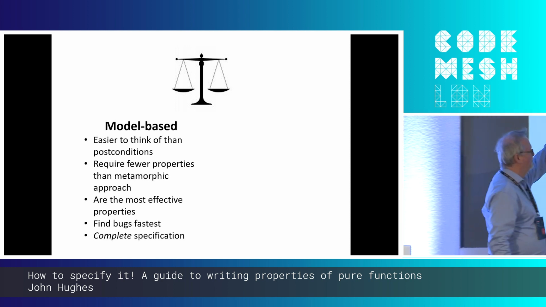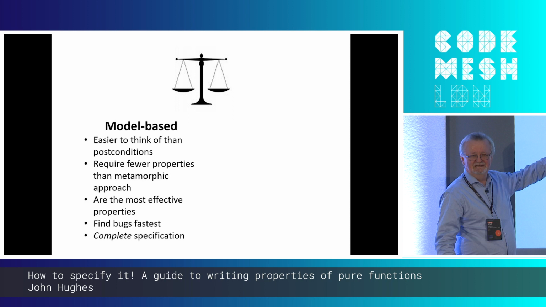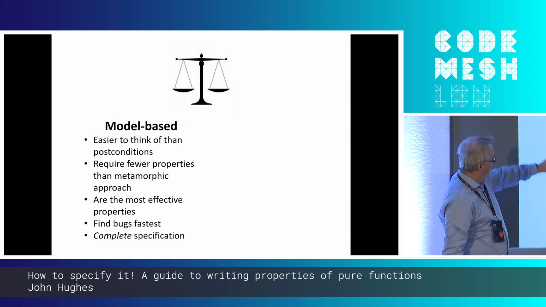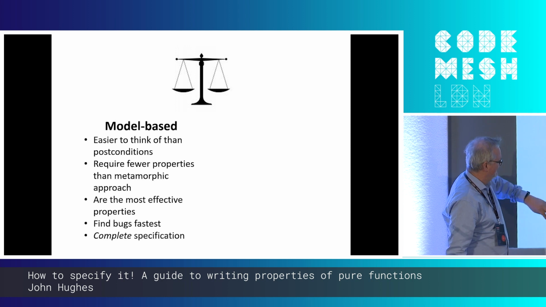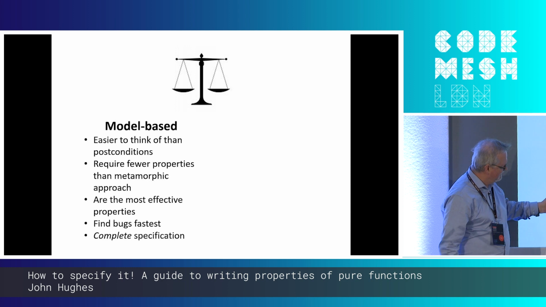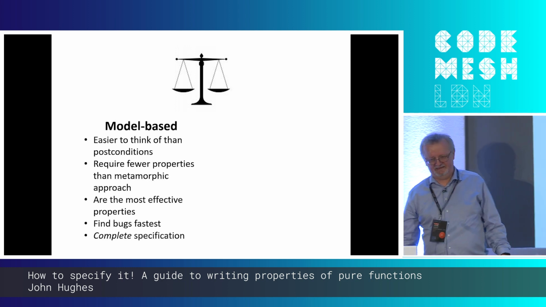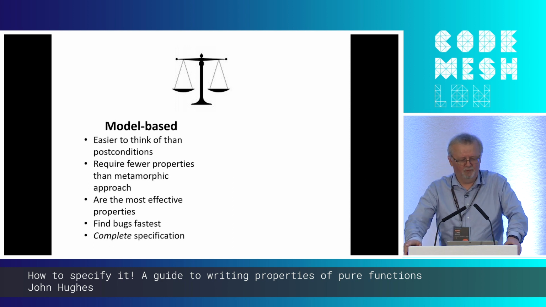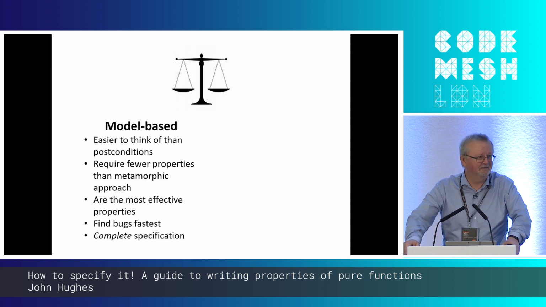You only have to write one property per operation. Many fewer properties than if you write metamorphic tests. They're the most effective at finding bugs and the fastest at finding bugs. And this is partly because the model-based tests form a complete specification, which is nice. So then you might say, why ever would you use anything else?